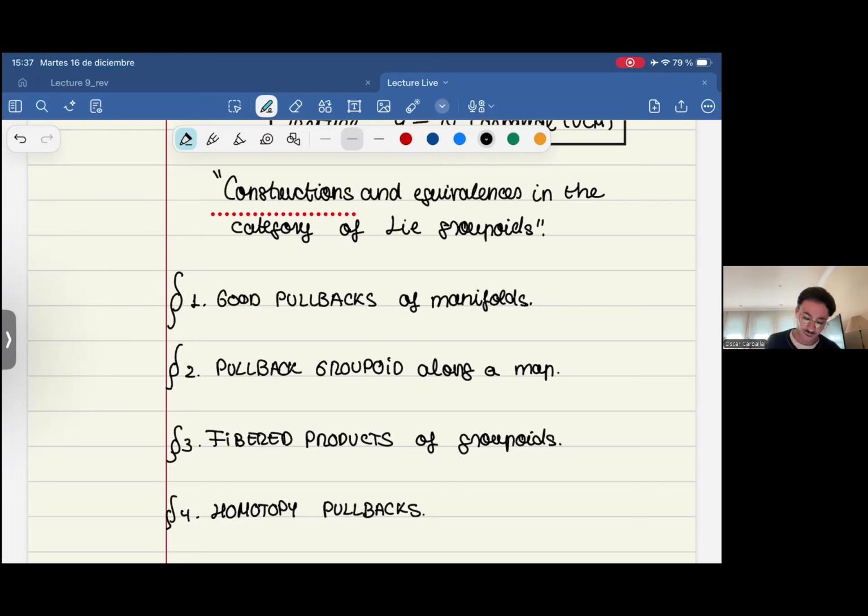First of all, I will start by recalling the precise notion of a good pullback in the category of manifolds, and why the usual pullback as topological spaces does not work in the smooth manifolds category. Then I shall introduce the notion of pullback of a groupoid along a smooth map. And then I will also show the notion of fiber products of groupoids in the sense of Bursztyn, del Hoyo and Cabrera, which is a much more general notion compared to that appearing in Mackenzie's book.